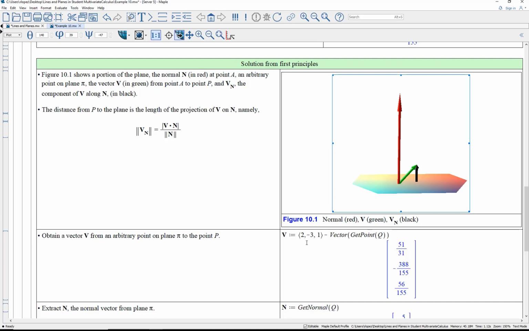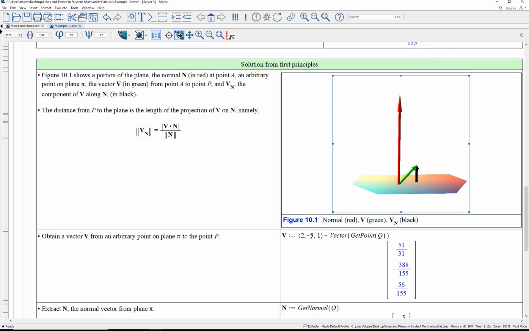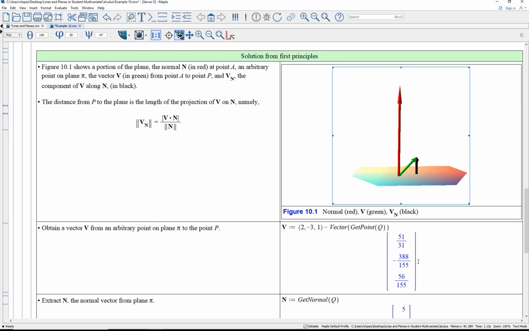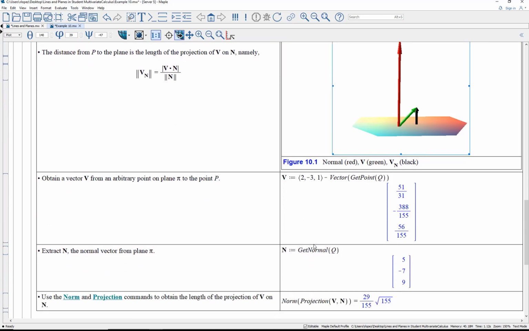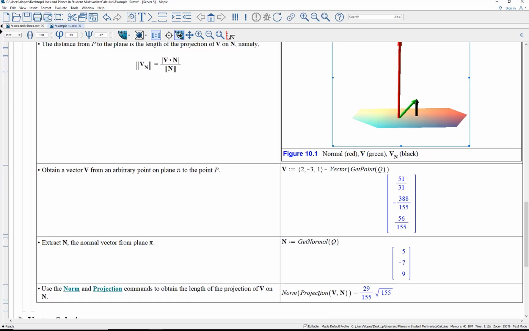So here is the point P. To get a point on the plane, you can use a get point command, and it'll come back as a list. You wrap it with the vector command, and it comes back as this vector V, with the assignment operator. You can use the get normal command applied to the plane Q to get the normal, and then you can apply the projection command, projection of V onto N, and then you wrap it with the norm command, and you get 29 over root 155.